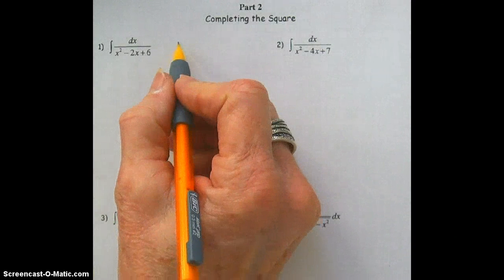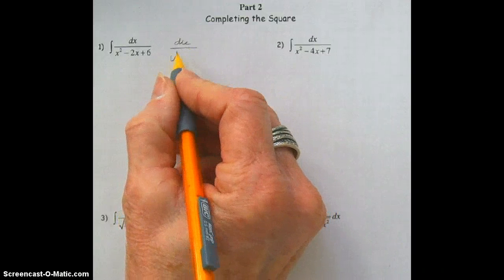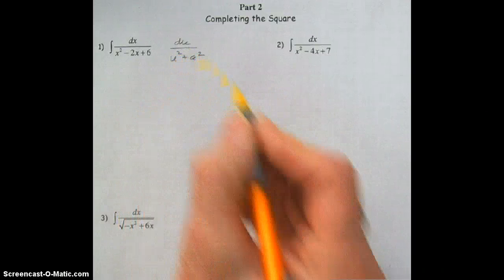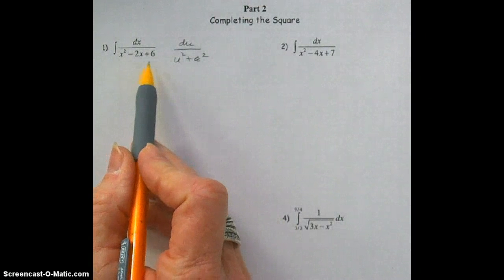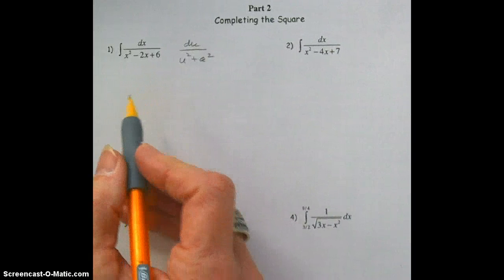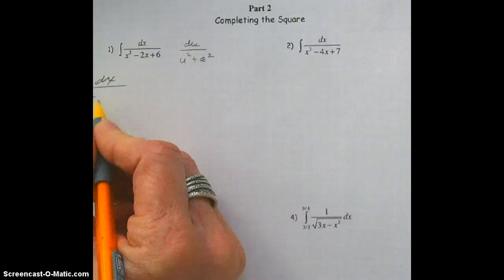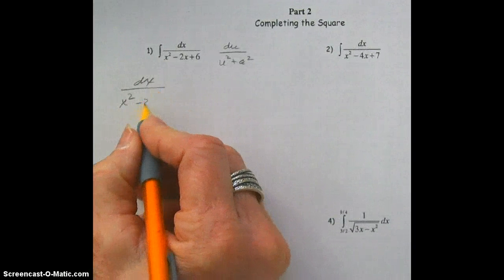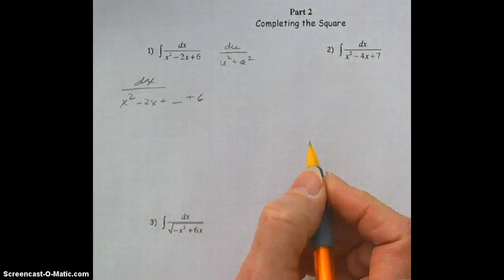So this, to me, I'm going to try to fit into the du over u squared plus a squared. So always check to see if it is a complete square, then we're good to go, but obviously it's not. So I'm going to rewrite this as an x squared minus 2x plus something, and then I'll put my plus 6 here. Let's complete the square.